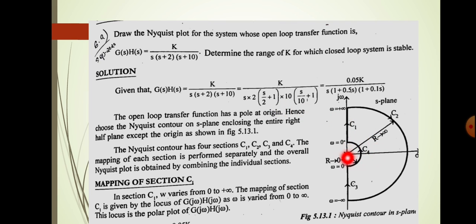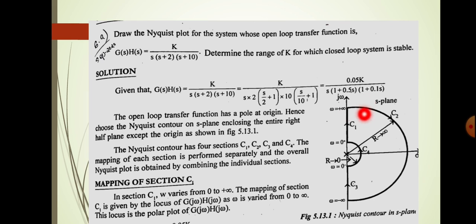So here that pole is located at the origin, that is marked by the cross mark. So we have to avoid this; there is no need to take that point inside this Nyquist contour. So we are selecting the Nyquist contour in this form, like this. That means this part is avoided.